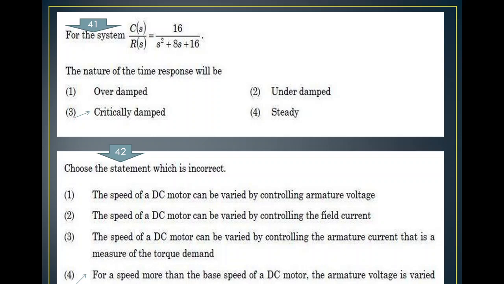Choose the statement which is incorrect. Statement first: the speed of a DC motor can be varied by controlling armature voltage.